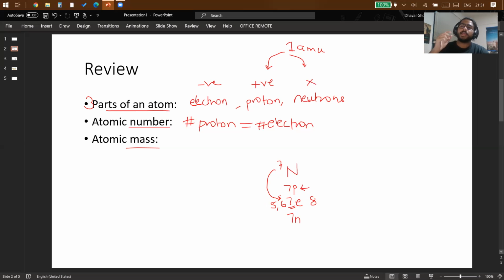Okay, if I take out one proton from nitrogen, I have 6 protons left. That makes it a carbon atom. I've completely changed the species of the atom. If I give one proton to it, from 7 to 8, it becomes oxygen. I've again changed the species. So by changing the number of protons, I change the species of the atom and its characteristics completely.